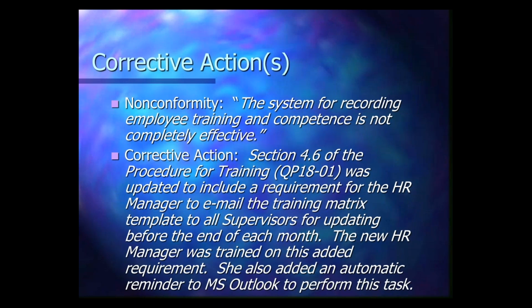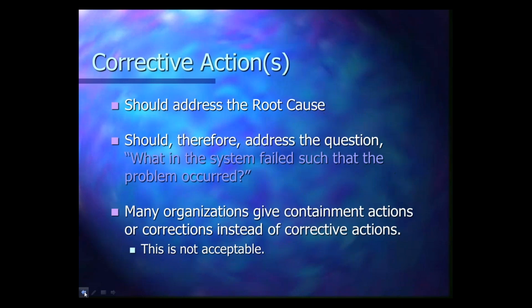Let's go back to the first example we've been following through. The system for recording employee training and competence is not completely effective. Our corrective action: we've updated our procedure for training to include a requirement for the HR manager to email the training matrix template to all supervisors before the end of each month. The new HR manager was trained. She also added an automatic reminder to Outlook to perform this task. So the question we want to ask is, does this corrective action address our root cause? Let's go back and see.